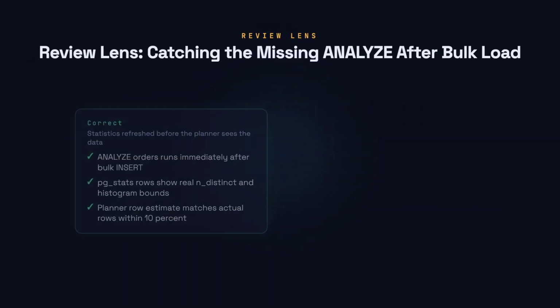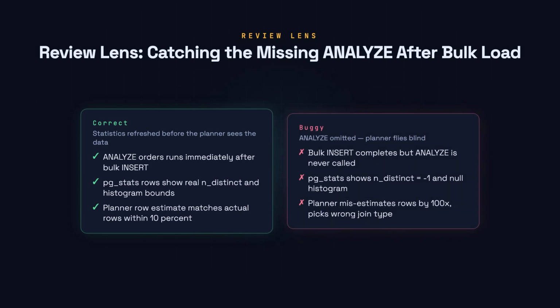The one line a reviewer must look for after any bulk load or large migration is a call to ANALYZE. Without it, pg_stats is stale, the planner is guessing, and the wrong join strategy silently ships to production.